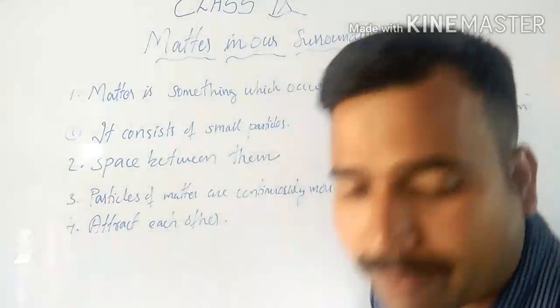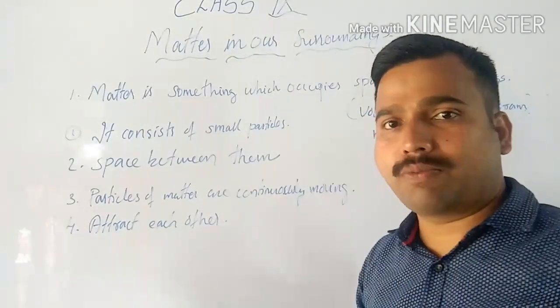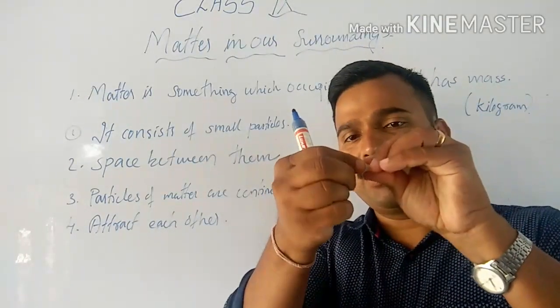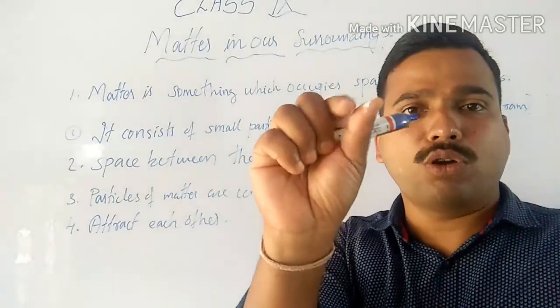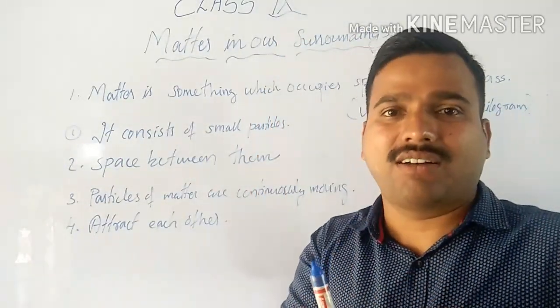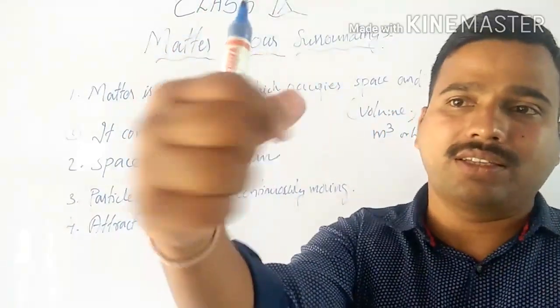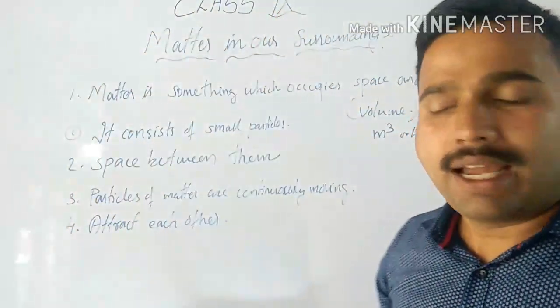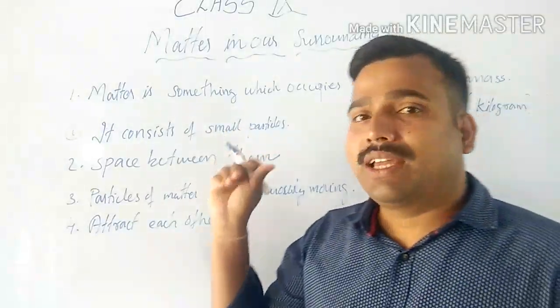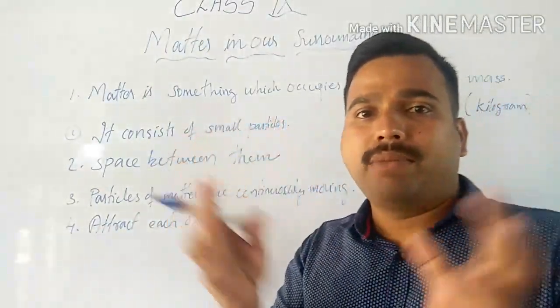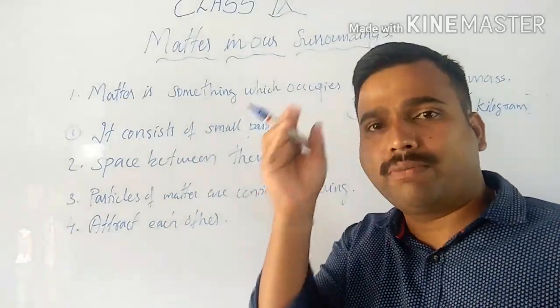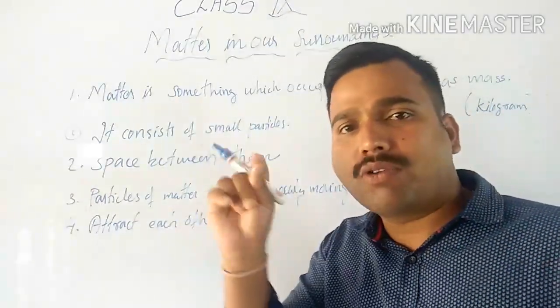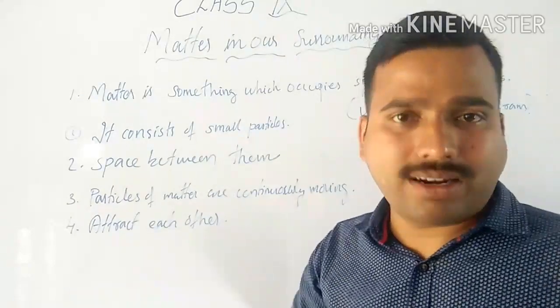If you look at a particular chalk piece, here you can see a chalk piece. If you break this chalk piece, it will break up into small fine grains of chalk. Similarly, if you take a big piece of stone and break it, it will break up into small tiny particles of sand.